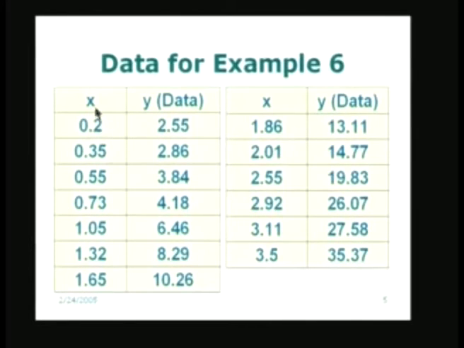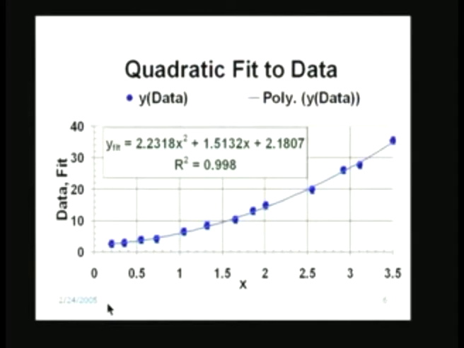So the data is given with x ranging from 0.2 to 3.5 here, and the y is the data which goes from 2.55 to about 35.37. And already it has been made clear to us that we can expect a quadratic relationship between x shown in the first column and the y shown in the second column. So let us look at the plot before we go on to the goodness of the fit.